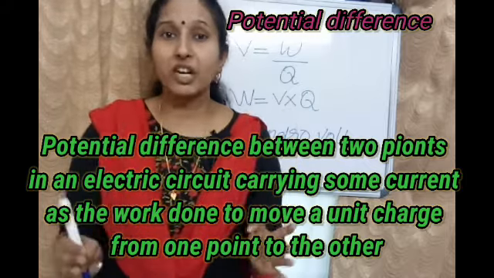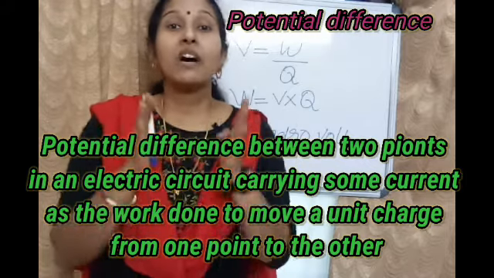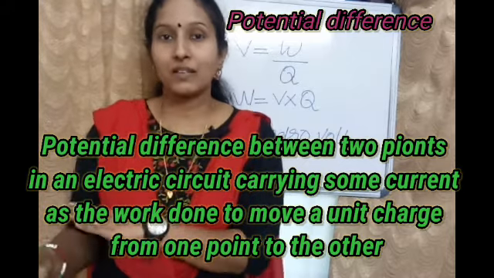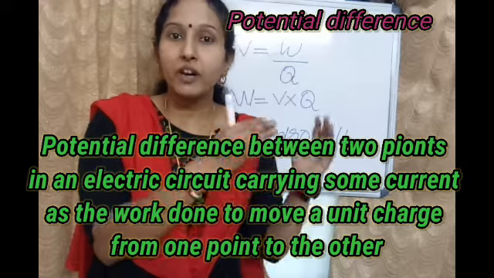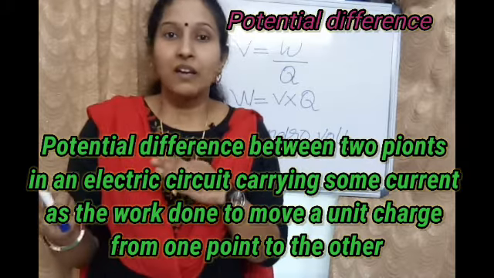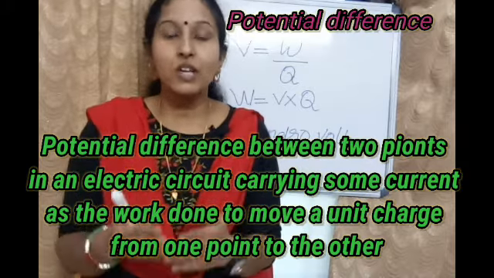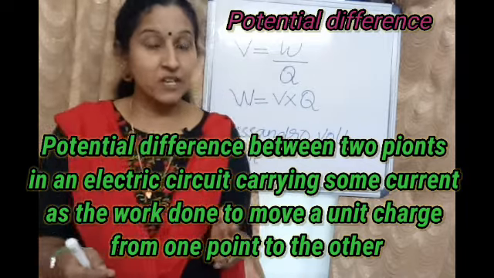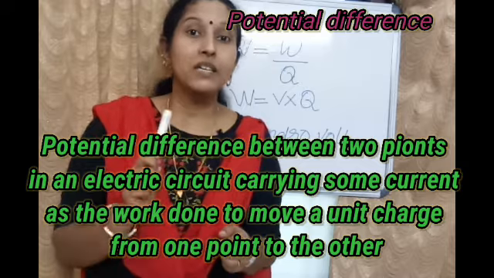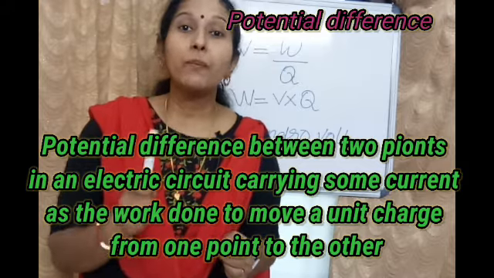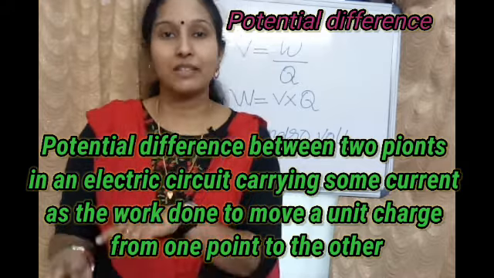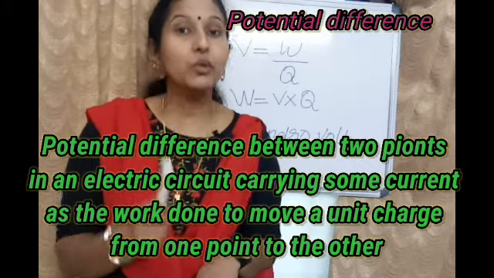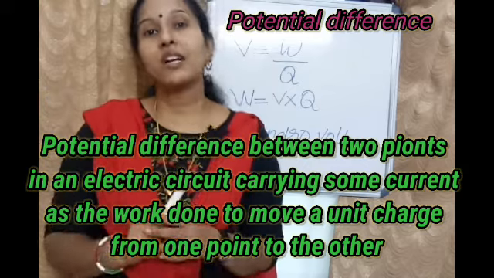It's a simple definition. For the shifting of a charge from one point to another, the terminal should do some work, right? So that work is the potential difference. How do we define potential difference? Work done to move a unit positive charge from one point to another is known as potential difference.